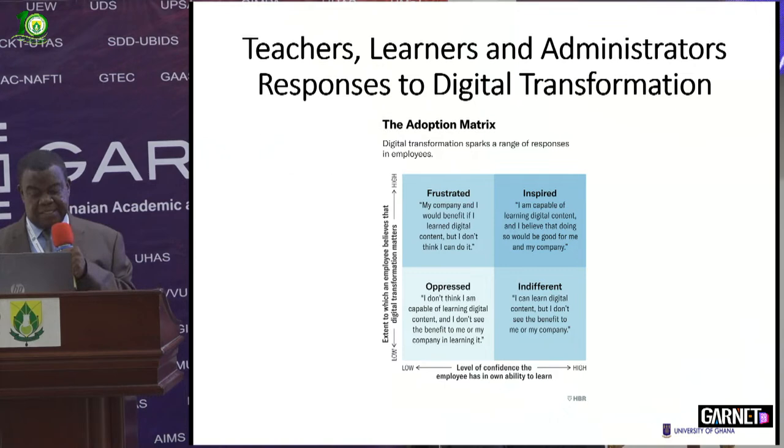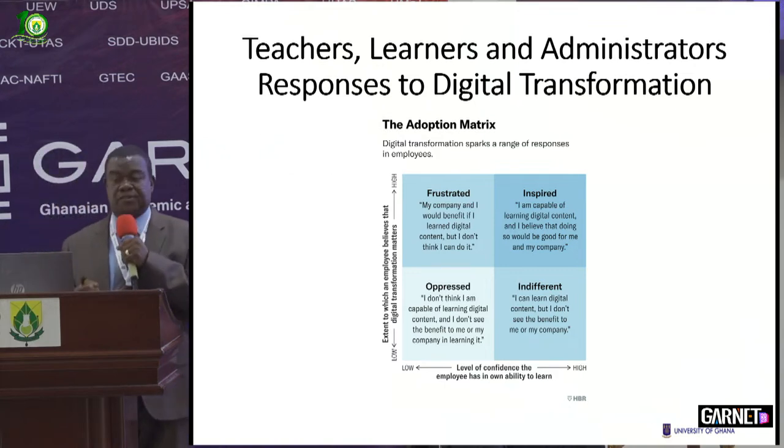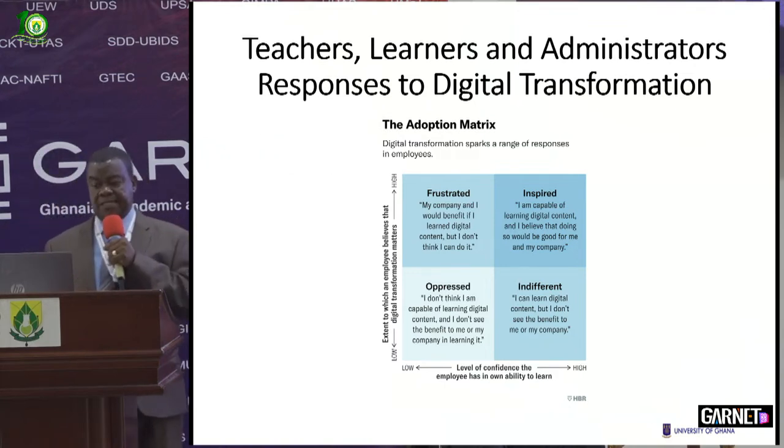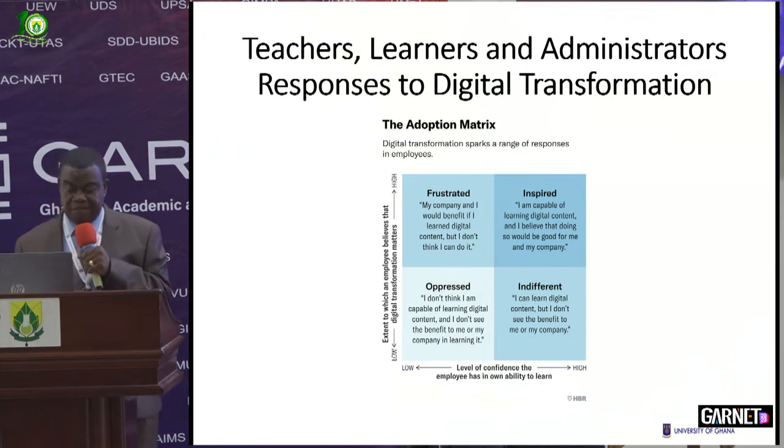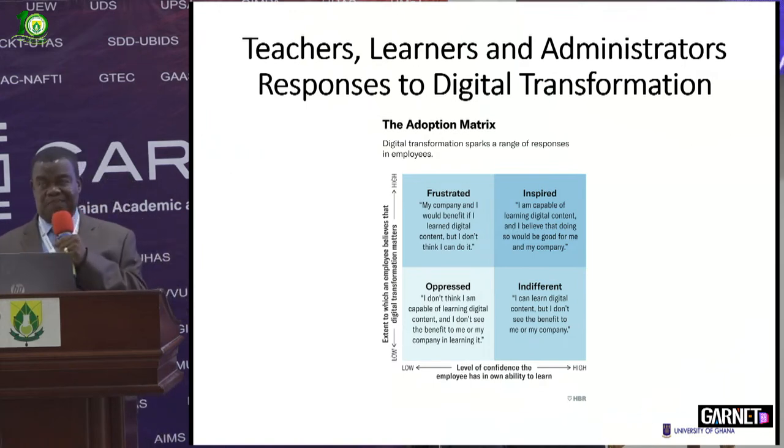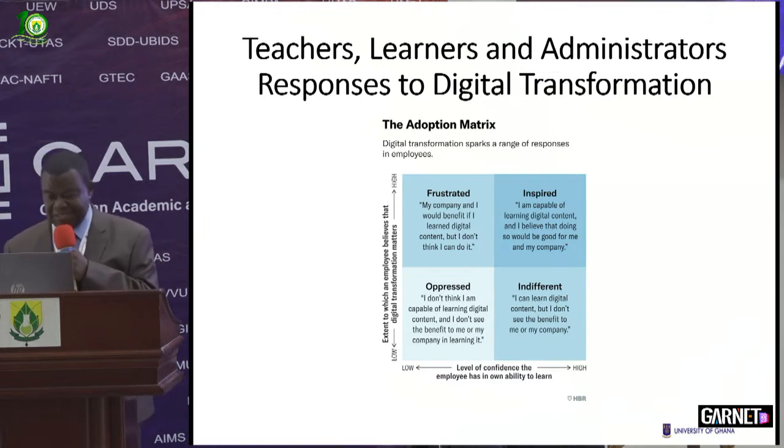This morning, we're also talking about resistance to change. And I mentioned that there's the adoption matrix. Teachers, learners, administrators, and politicians and others, how do they respond to digital transformations? There are four in this box here, as you can see. I want you to focus well, and then during the questions and answers time, I want you to tell us where you are or whether or not you see any of these people around your institutions and what you are going to say to them.